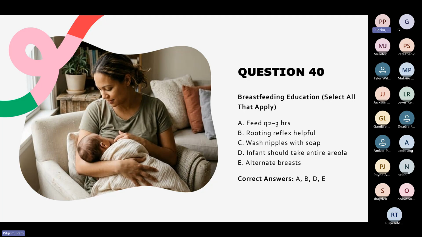And just to do a little bit of clarification on this question, the feeding every 2 to 3 hours, the rooting reflex, that's a good thing that helps the baby get latched. D, infants should take the entire areola. I think it sounds odd, but honestly, what that means is you don't want the baby directly on the nipple. You want them all the way on the areola. That keeps the nipples from getting sore. And then alternating breasts is another thing that we do teach them.